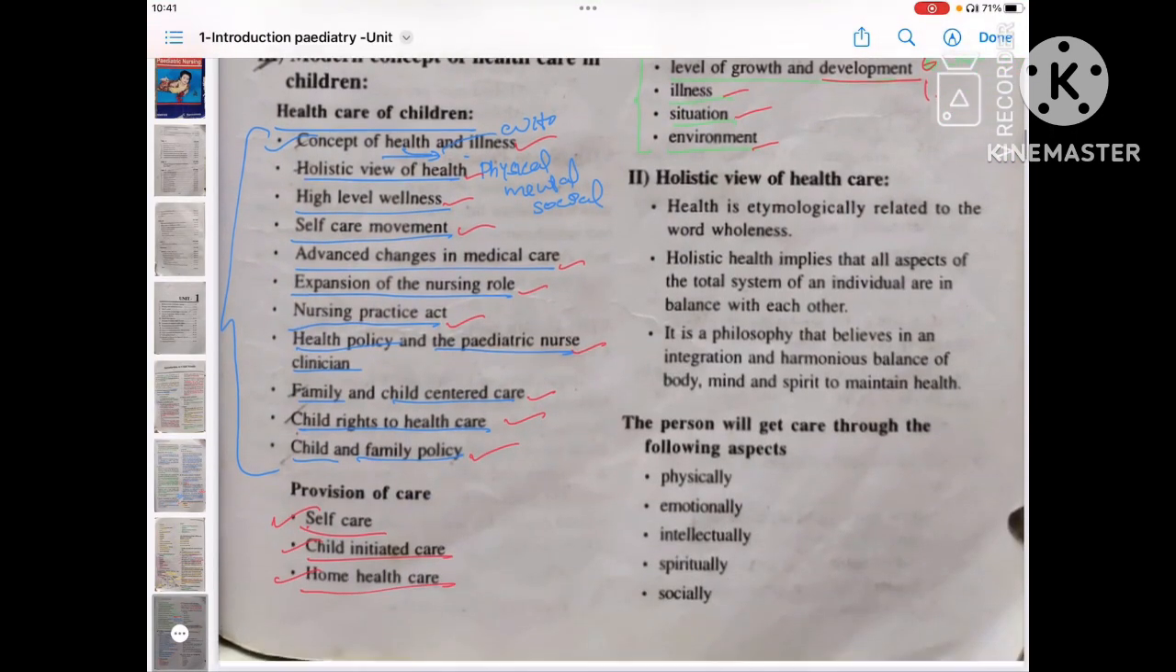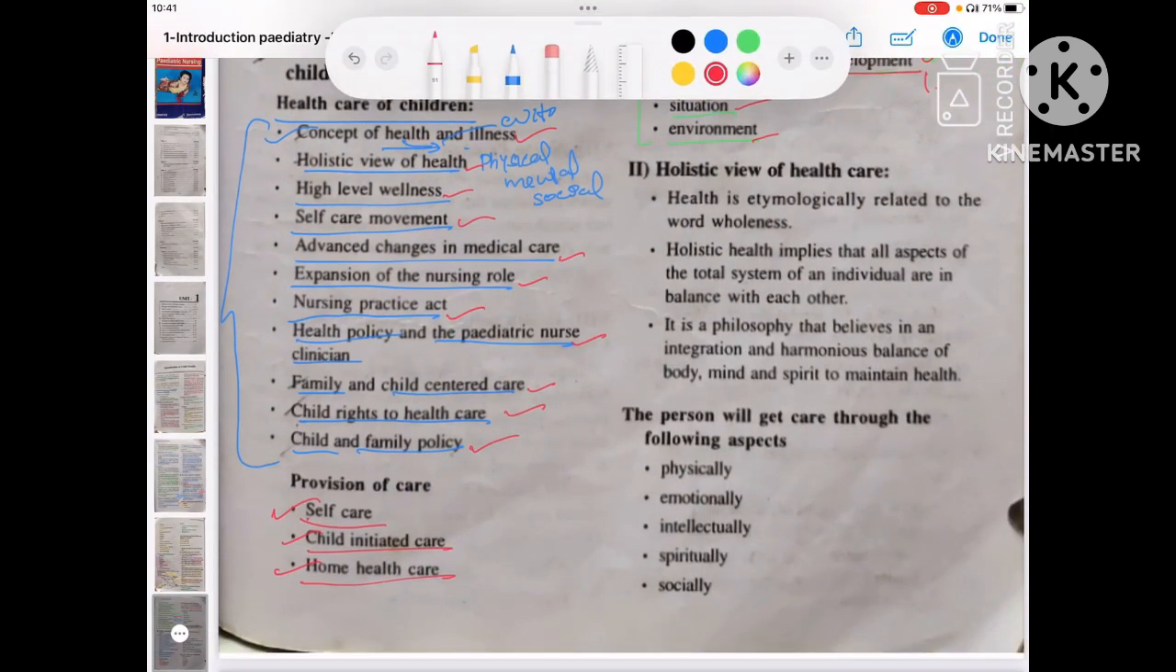So the first concept, of health and illness, is over, and the next one is the holistic view of healthcare. Holistic view, as I said, is full care. Health is etymologically related to the word wholeness. The holistic health implies that all aspects of the total system of individuals are in balance with each other. We will give the care holistically to the children, and it should be complete.